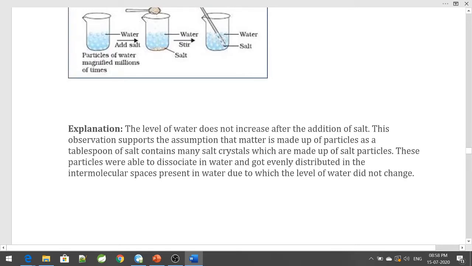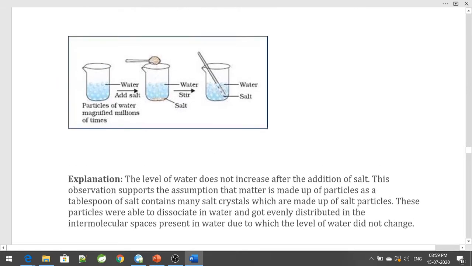This observation supports the assumption that matter is made up of particles. As a tablespoon of salt contains many salt crystals which are made up of salt particles, these particles were able to dissociate in water and get evenly distributed in the intermolecular spaces present in water, due to which the level of water did not change.